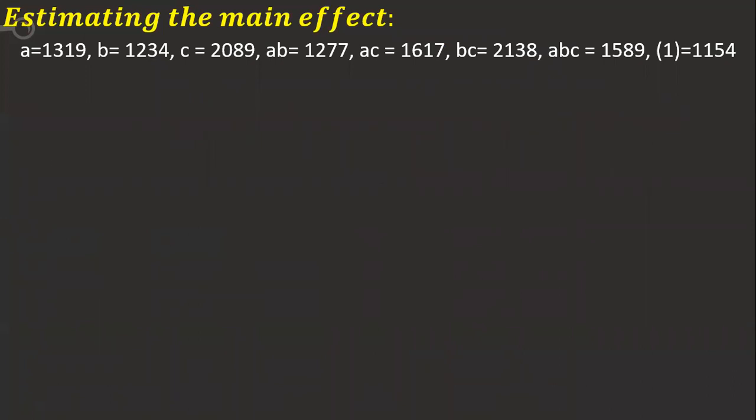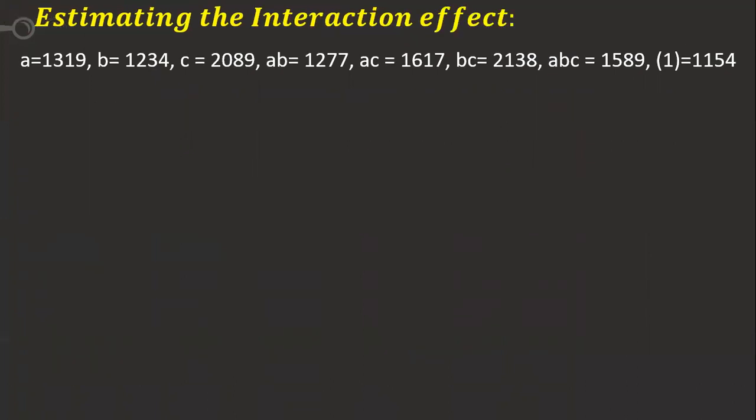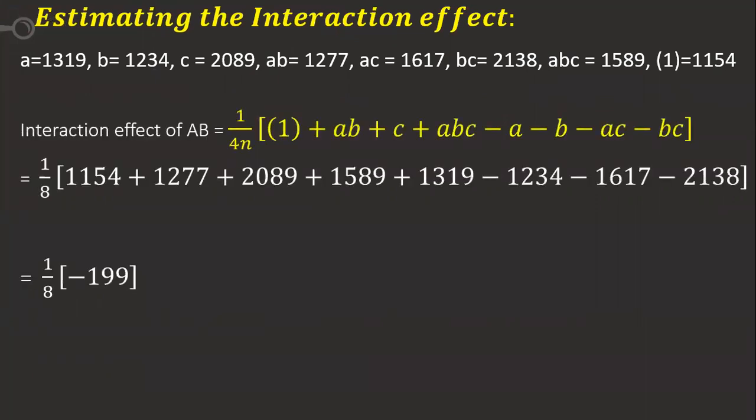Similarly, I'm going to do it for factor C here. I'll quickly move on. This is a simple mathematical calculation, so we can add and subtract here. I'm getting 306. For the interaction AB, this is the formula, so I'm going to substitute the values.